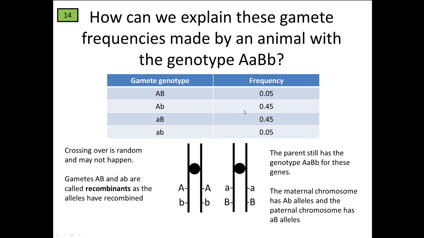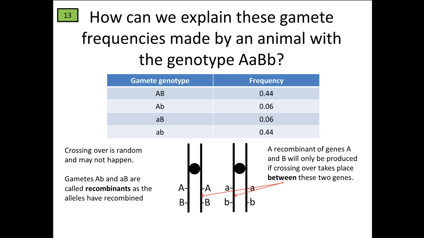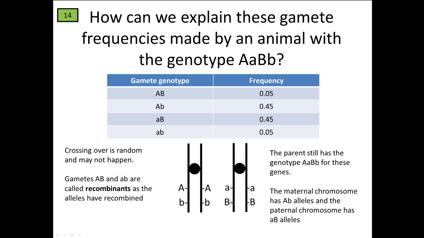So they've come from being recombined. And this is crucial, the parent still has the genotype big A, big B, little a, little b for these genes. It's the same as it was before. On this previous slide, this person's got the genotype big A, big B, little a, little b. They've got a big A and a big B on one of their homologous chromosomes and a little a and a little b on the other, and they've still got that here.